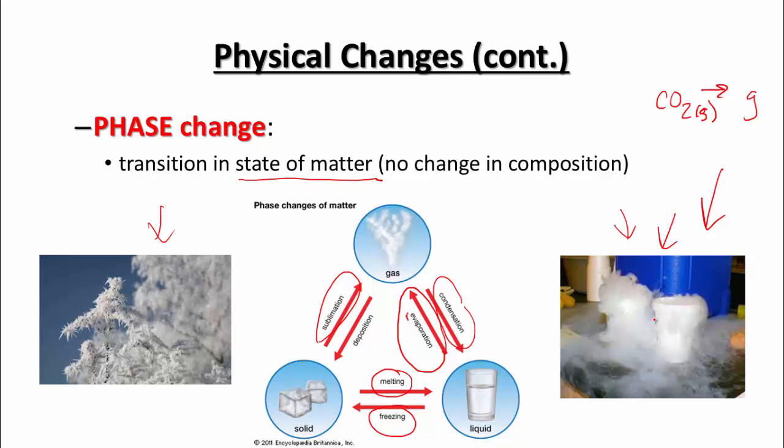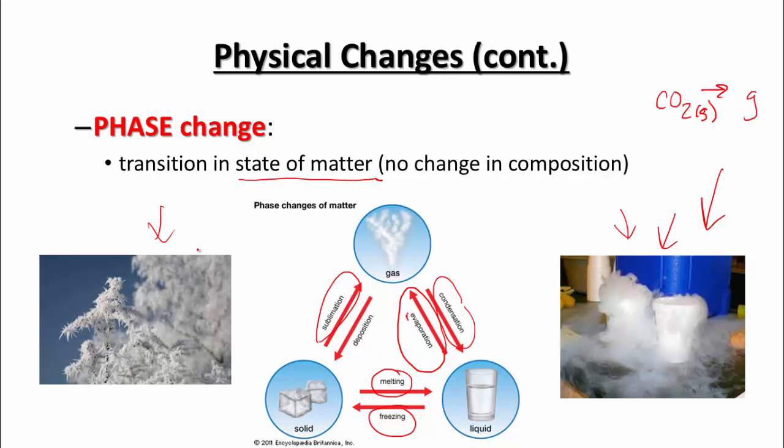That's called sublimation. And the exact opposite, when you go right from a gas directly to a solid, that's called deposition. And a good example of deposition is frost. Like Jack Frost visits the trees in the wintertime, or you get frost on your windshield. That's when the gas turns directly into a solid. These are called phase changes.